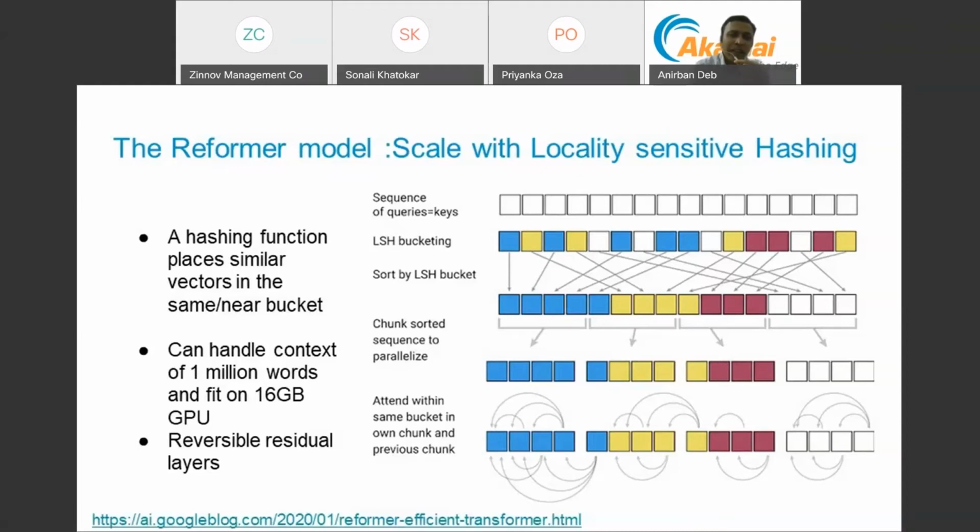By hashing, words with similar meaning were transformed and mapped into the same bucket. The blue ones all have similar, related meanings. And so the LSH bucketing gave you a transformation which made them all move closer. And after that, they attended within the same bucket and in the nearby buckets. So this is one approach that was taken.